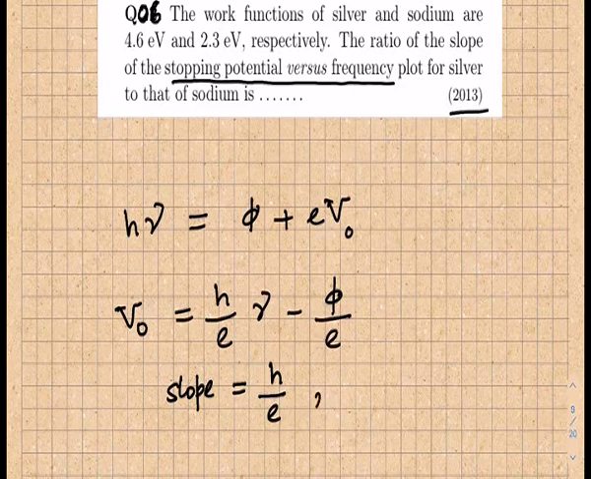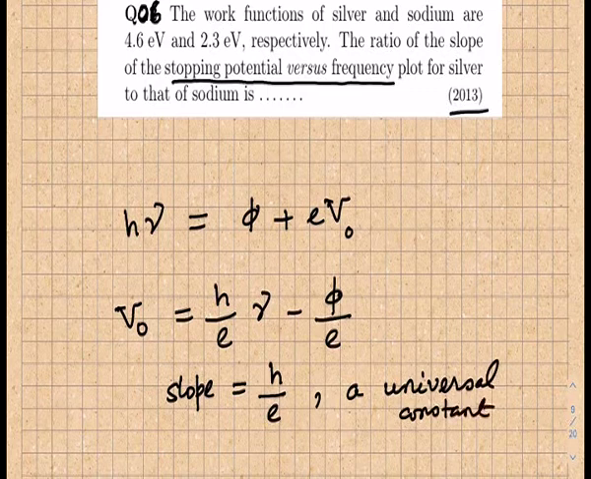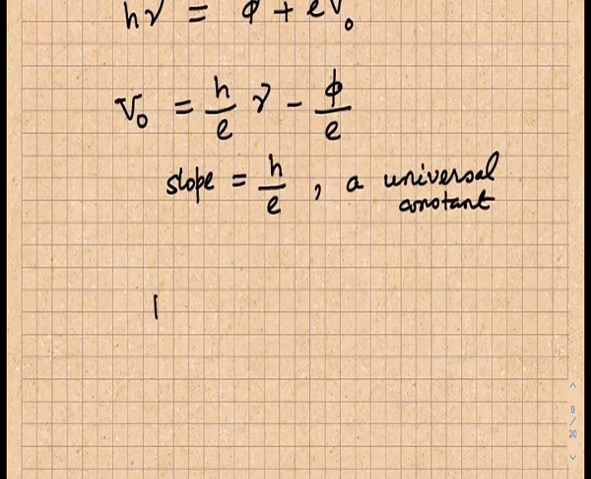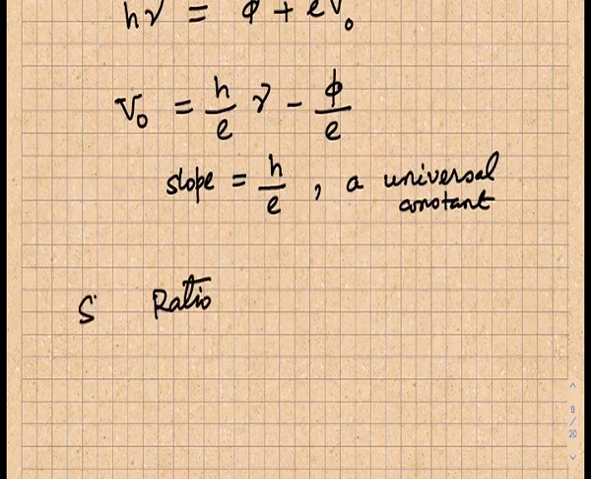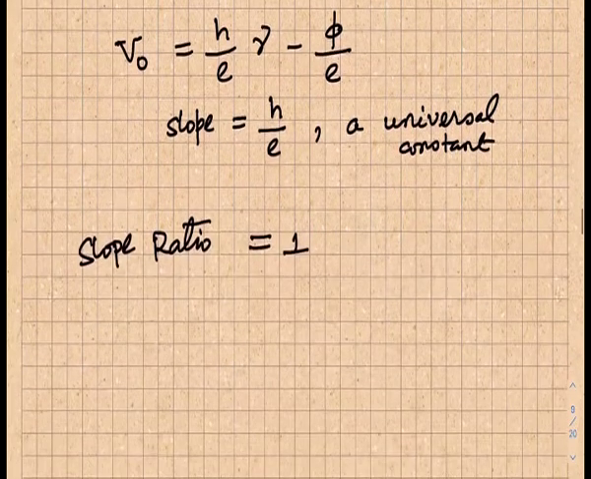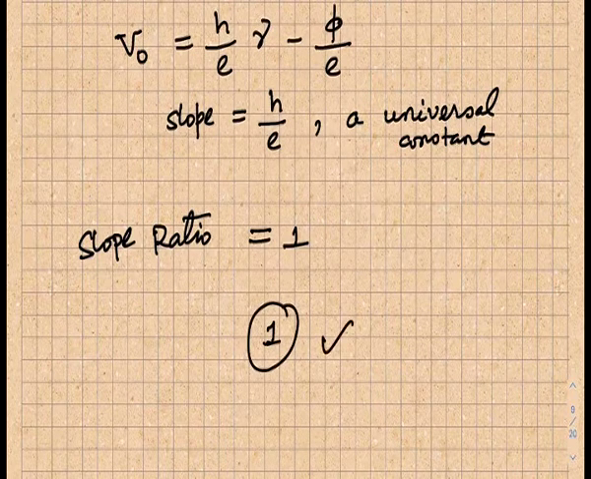Now, because the slope is a constant, it's a trivial problem. It is a universal constant actually, because h is a universal constant, e is also a universal constant. Therefore, the ratio of the slope of the stopping potential versus frequency plot for silver, or for that matter any metal you take, is always going to be 1. So the slope ratio would be equal to 1. Here you are asked to give the number, so the numerical answer is the integer 1. So that's the answer.